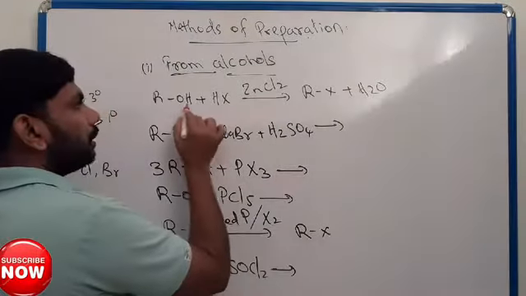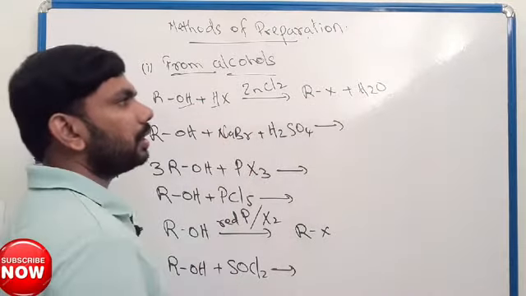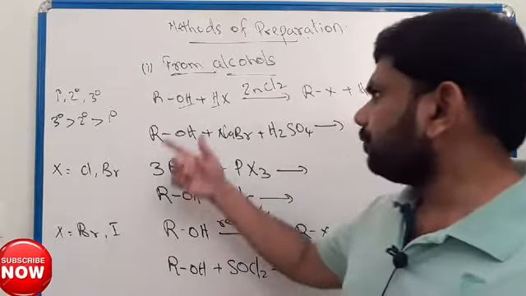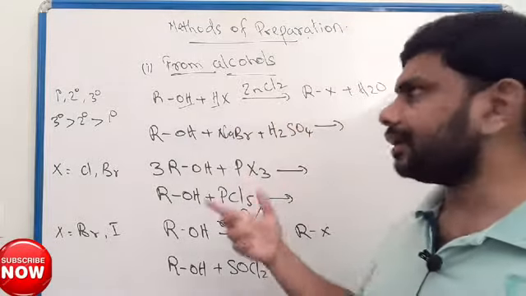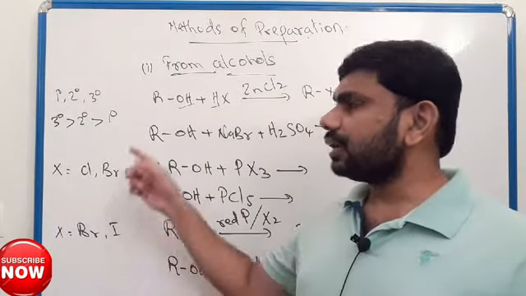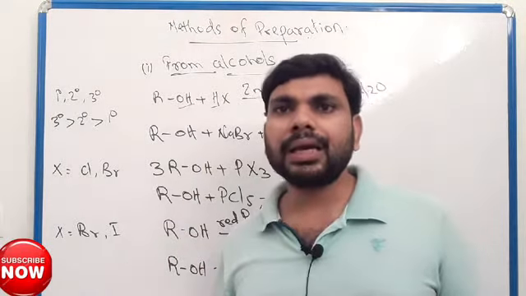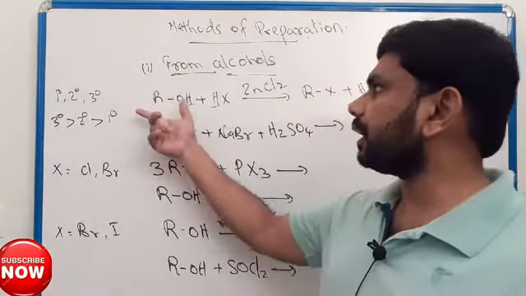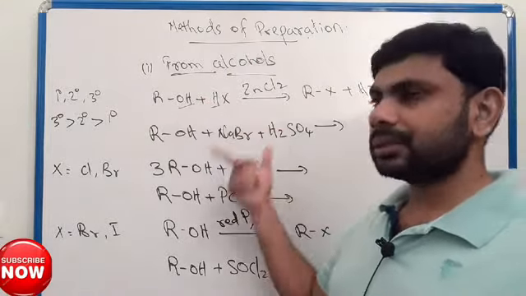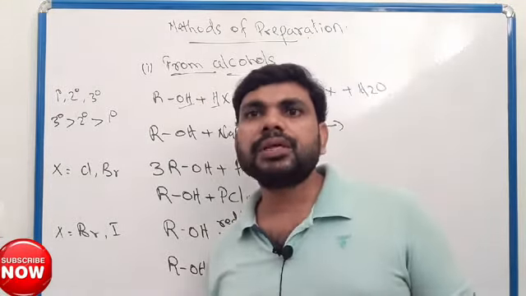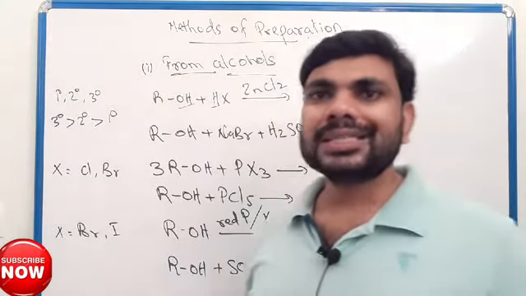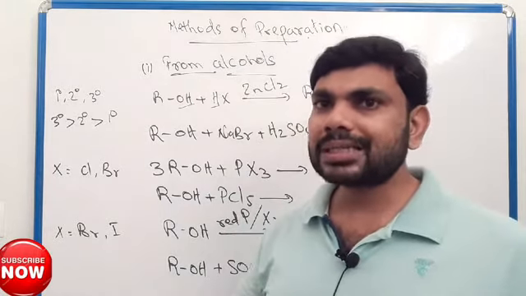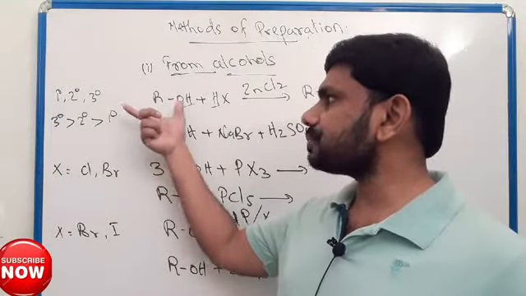Here the OH and here the hydrogen form H2O as the side product. So we can produce alkyl halides this way. We can produce primary alkyl halide, secondary alkyl halide, tertiary alkyl halide by this method. We already discussed primary, secondary and tertiary alkyl halides in the previous video. All these types of alkyl halide we can produce by this method.